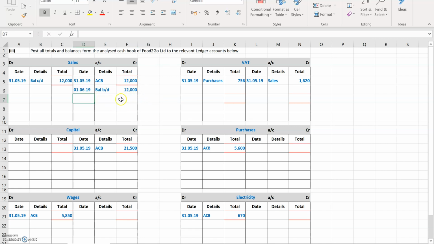When we do the trial balance, you'll have sales, and on the credit side, you'll have 12,000. Now, the VAT. So, which is the highest? So, the credit's the highest. So, we're going to put 1,620 in there.